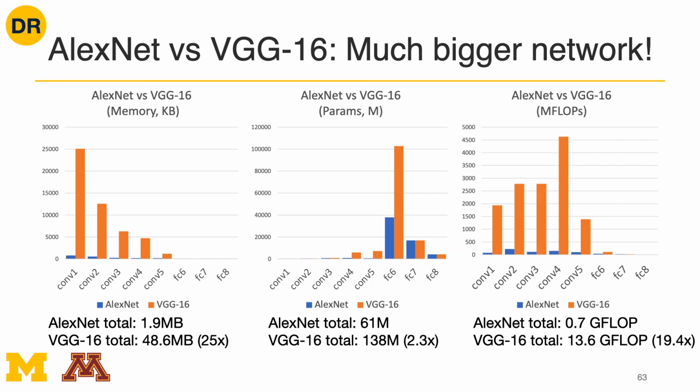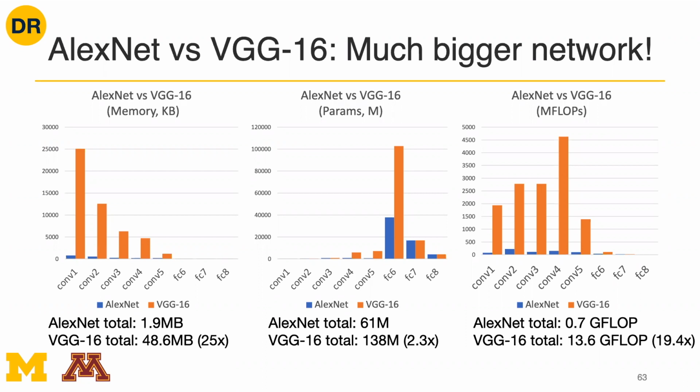Any guesses on why it is called VGG? This is from a research group. The name is Visual Geometry Group. They added that to the name of the network.